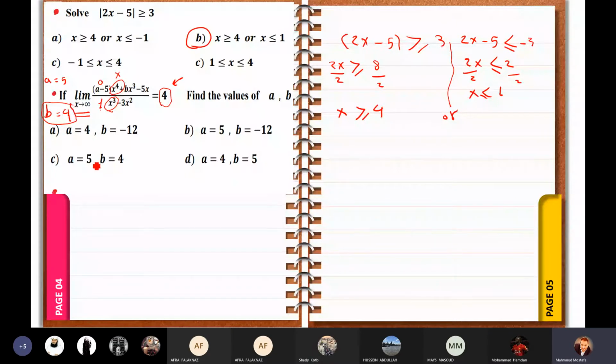So A is 5 and B is 4. Any question? Okay.